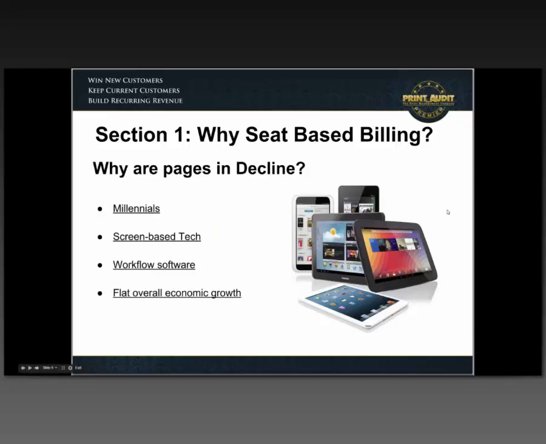So if we're in agreement that pages are in a slight decline, the question is why? What's happening in the world today that's different than when managed print services first started? When I first started in the managed print service space, people were pretty convinced that the internet technologies were actually going to increase page volumes, and for a long time they did.